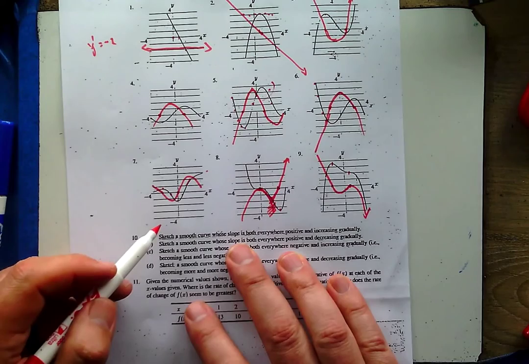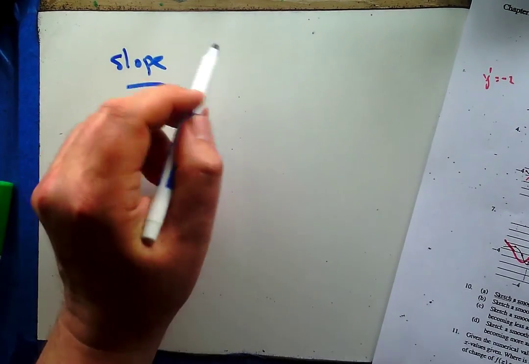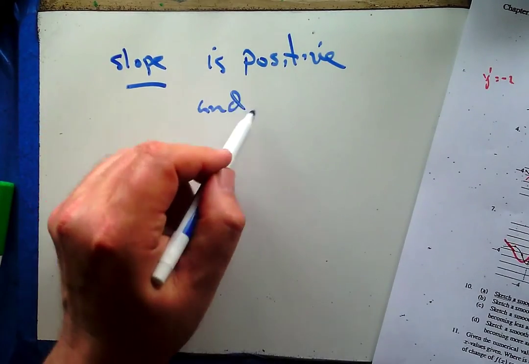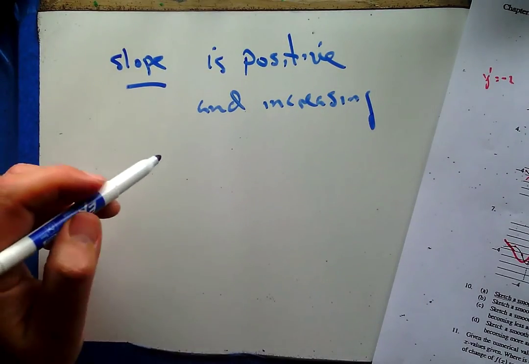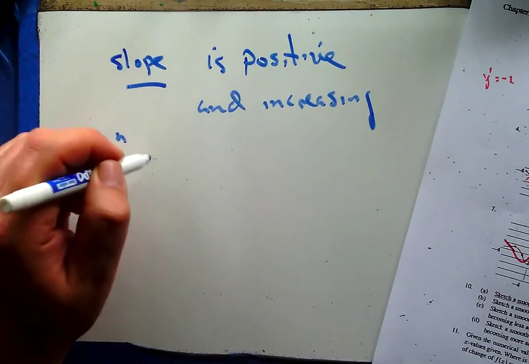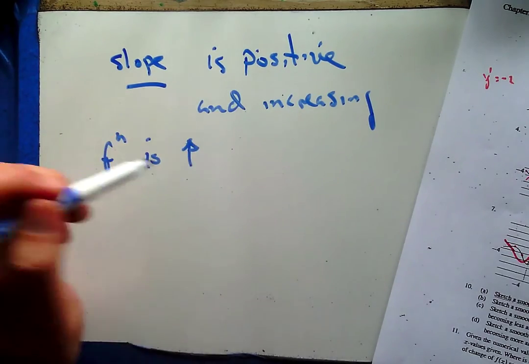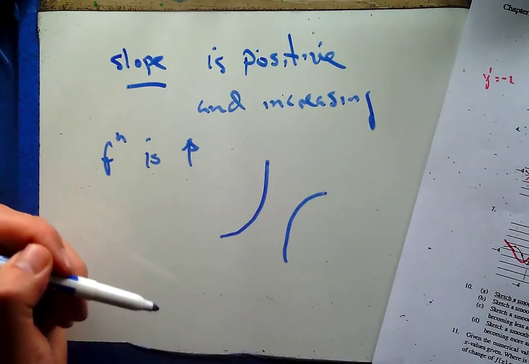Sketch a smooth curve whose graph is both everywhere positive and increasing gradually. Okay, so I want to talk about a place with a smooth curve where the slope, not the function, the slope is positive and increasing. Okay, so what does that mean? Well, a positive slope means function is increasing. And if the slopes are increasing, am I increasing this way or am I increasing this way?